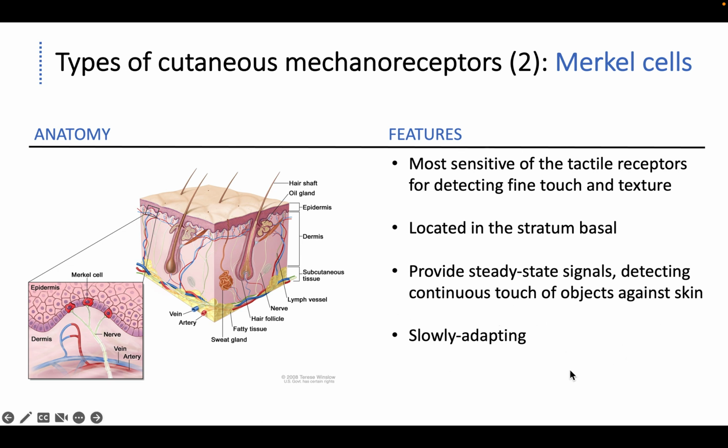So if you recall in the last part, we talked about tonic and phasic receptors. These are going to be considered tonic receptors because they continually respond to this constant stimulus. Okay, they generally have small receptive fields, meaning that one Merkel cell or one sensory unit covers a very small section of skin. So that's the small receptive field that we talked about in the previous part.